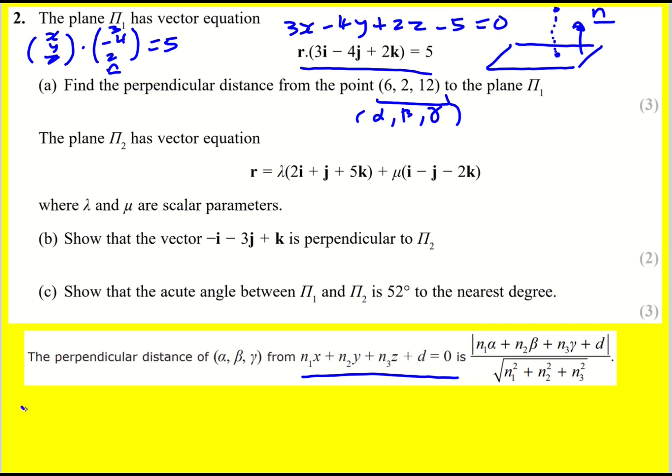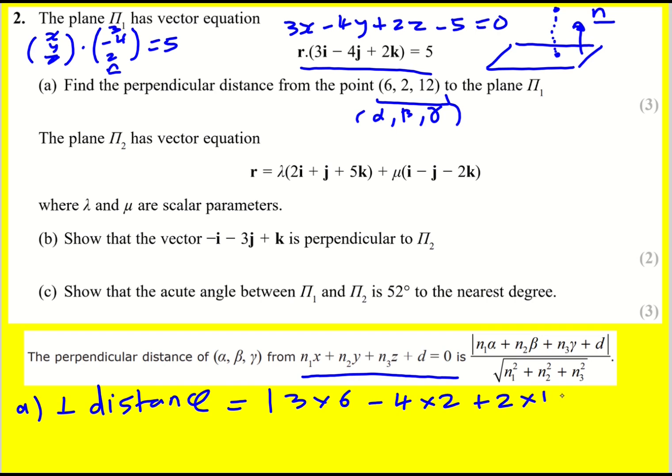Okay, so our distance, just got to sub it in carefully. So the modulus of 3 times 6, minus 4 times 2, plus 2 times 12, and then I'm adding d, which is minus 5, so I'm just minusing 5 here.